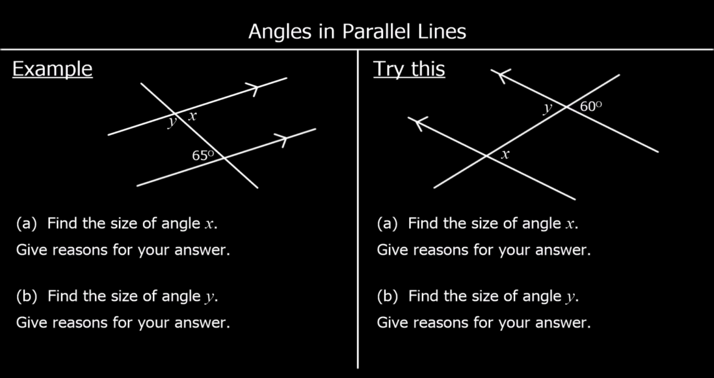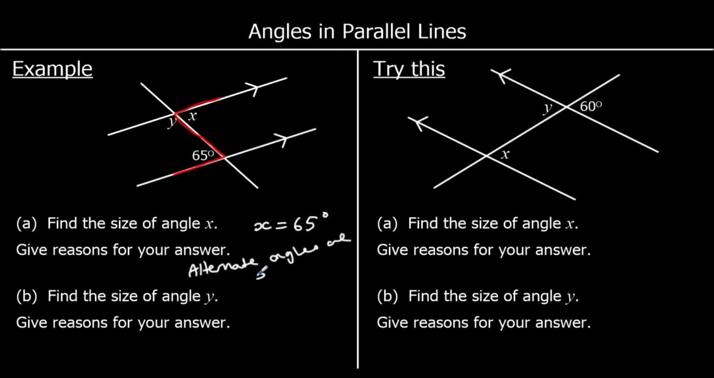Okay, another question. Find the size of angle x. Give reasons for your answer. So angle x and 65 are alternate angles. They make a Z shape. So x is 65 degrees because alternate angles are equal.